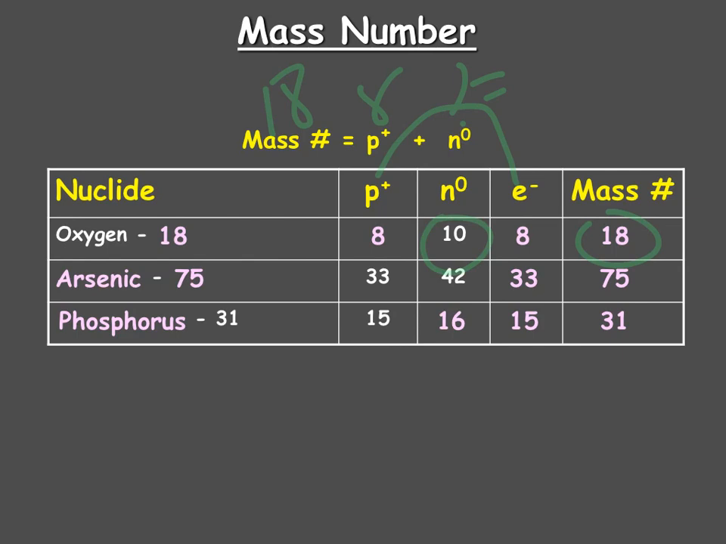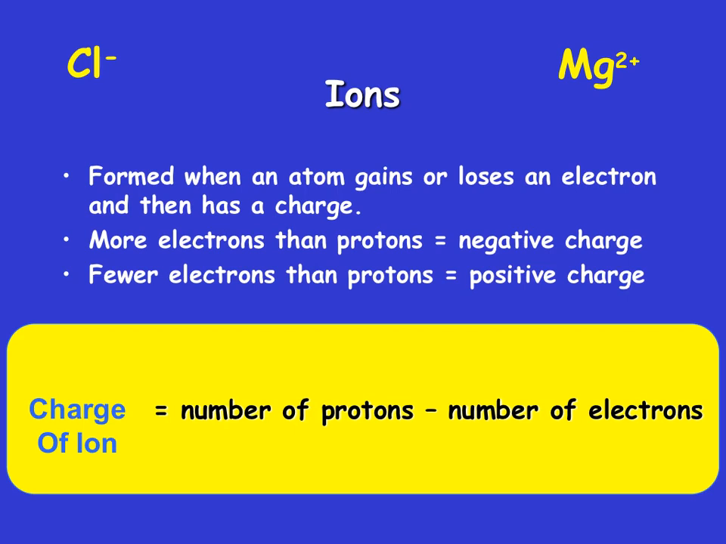So on the last slide, we talked about how we can have these things called nuclides. That means that the number of neutrons in them are slightly different. We can also have atoms of the same element that have different numbers of electrons, and that would be called an ion. Ions are formed when atoms gain or lose electrons, and they develop a charge. The more electrons than protons, you're going to have a negative charge. And so just remember this, that electrons have a negative charge, so if you get more of them, the overall charge is going to be negative. The fewer electrons, so if you were to lose some negative charges, you would have a more positive charge overall.